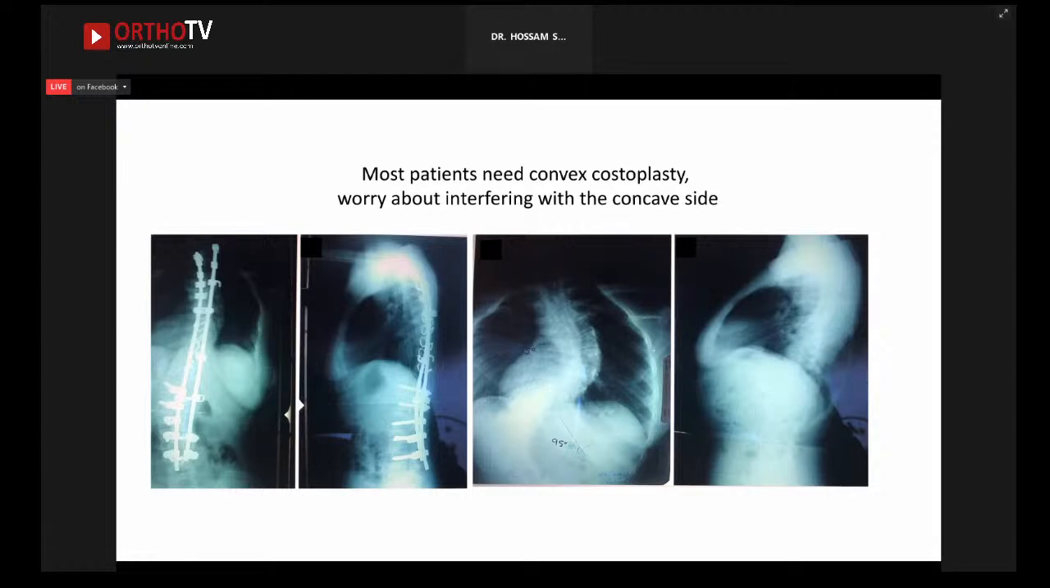I've stopped using concave rib osteotomy in these patients because, having worked on the convex side of the chest doing a costectomy, you've then affected both chest cages and may actually lead to severe respiratory compromise and get you into trouble with the patients.